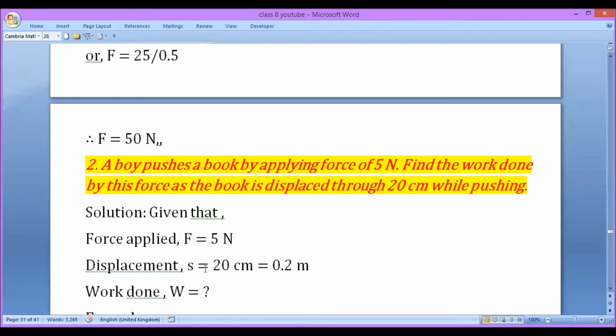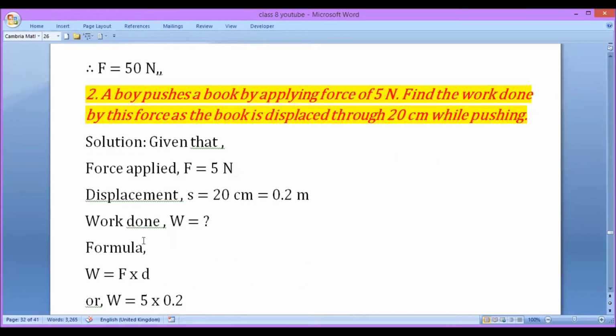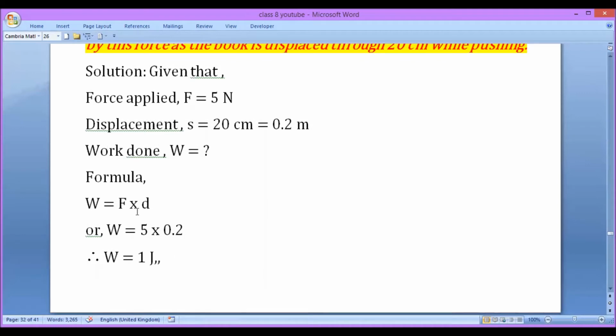So displacement S is equal to 25 cm. But newton is in the SI system, while cm is in the CGS system, so we have to convert the cm into meter. Displacement S is equal to 25 cm, which is equal to 0.25 meter. Work done W is equal to what? Formula: W is equal to F multiply D. We can use this formula, which was also used in question number 1.